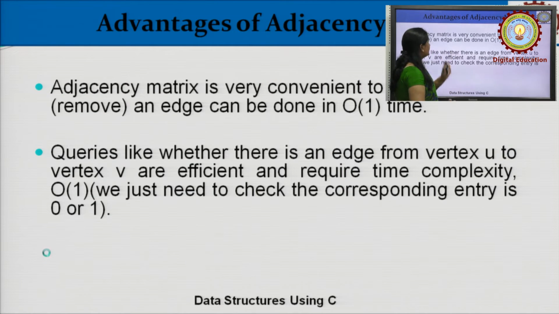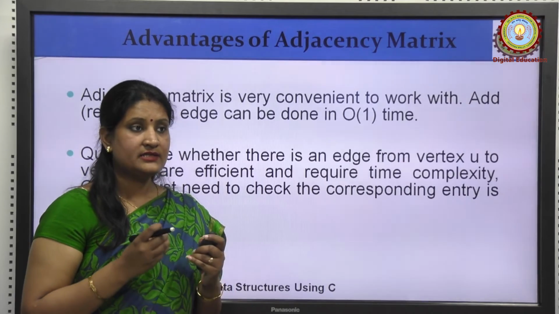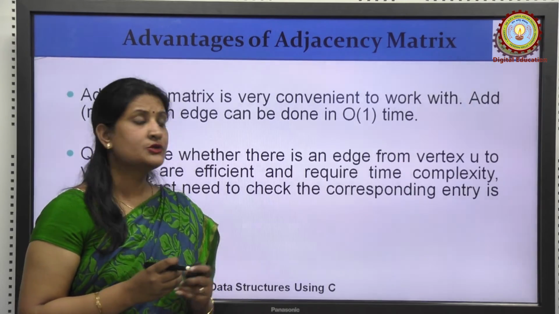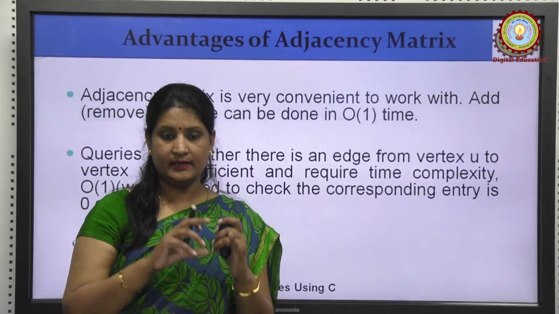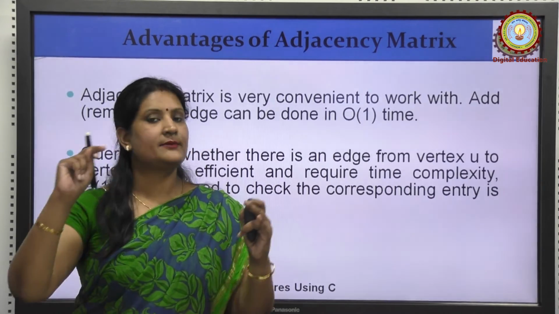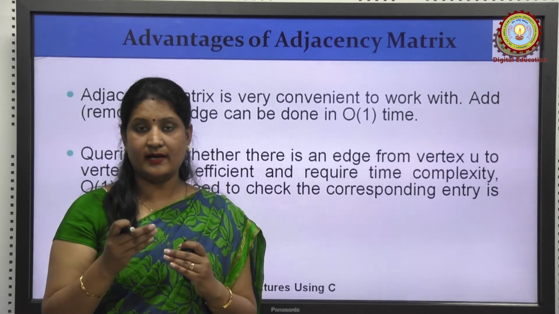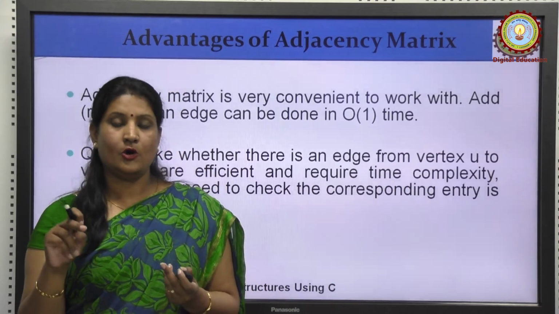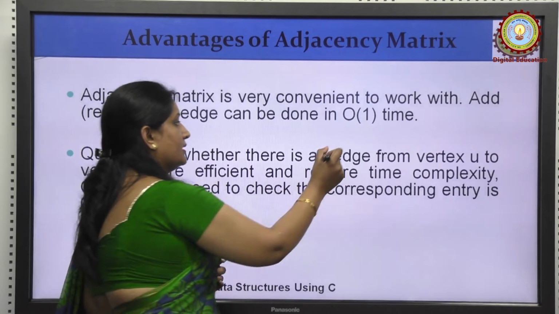Next, what are the advantages of adjacency matrix? First, it is easy to use and implement. It is very convenient to work with because adding and removing an edge can be done in order of one time. Actually, in a matrix, if there is an edge between two vertices the entry is 1, and if there is no edge between two vertices the entry is 0. To add an edge, you change the entry from 0 to 1, and to remove it, change 1 to 0. So it can be done in constant time, so the complexity is order of 1.